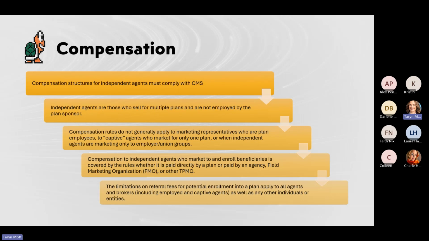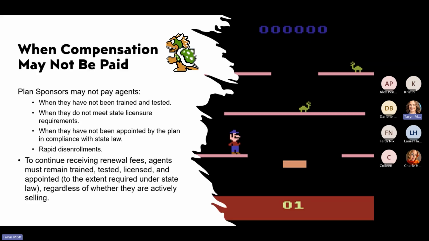Compensation rules do not generally apply to marketing representatives who are employees, to captive agents who market to only one plan, or when independent agents are marketing only to employer group and union groups. Compensation to independent agents who market to enroll beneficiaries is covered by the rules, whether it is paid directly by a plan or paid by an agency, field marketing organization, FMO, or another TPMO. The limitations on referral fees for potential enrollment into a plan apply to all agents and brokers, including employed captive agents, as well as any other individuals or entities.